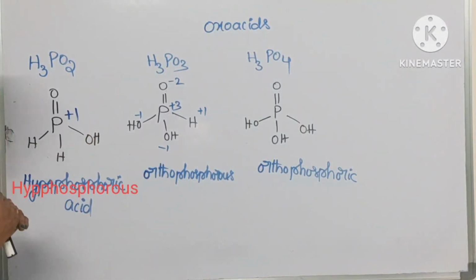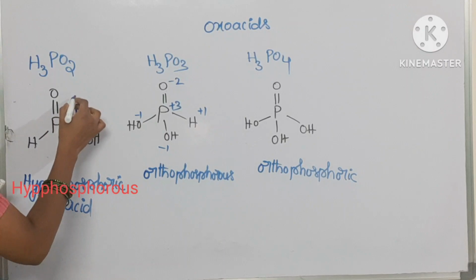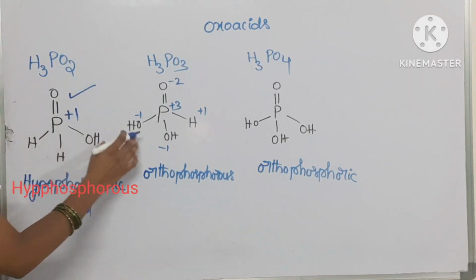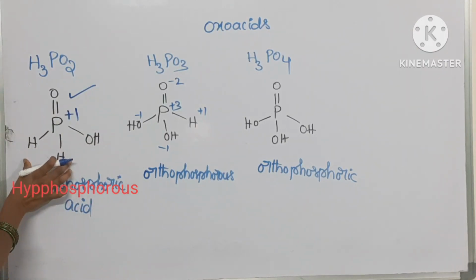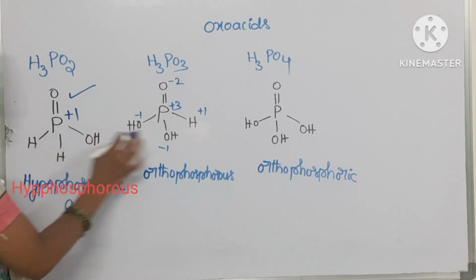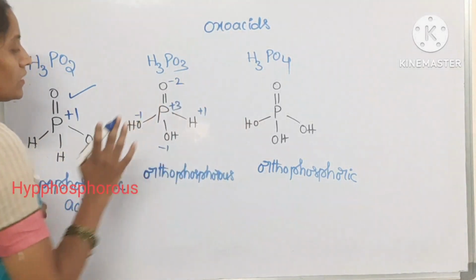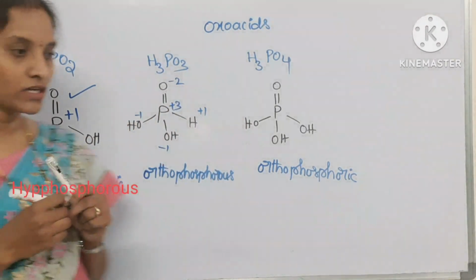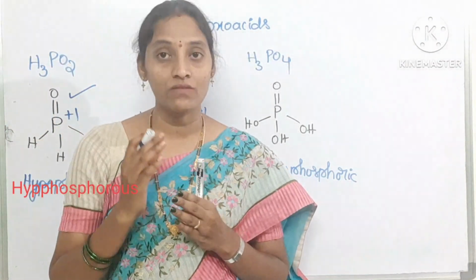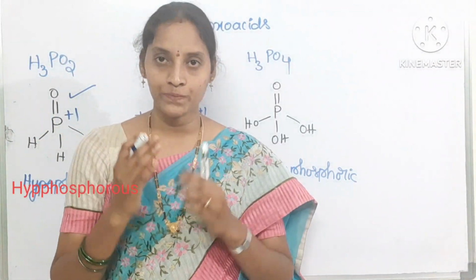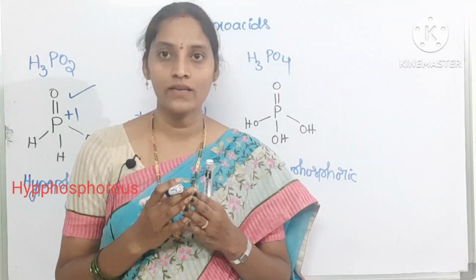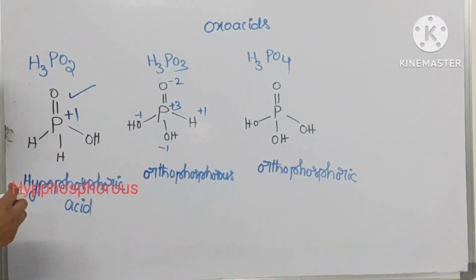And coming to the reducing nature, which one has more reducing nature? This one has more reducing nature when compared to this, because here two hydrogens are attached to the phosphorus, here only one hydrogen. That's why, if hydrogens attached to the phosphorus are more, that will have more reducing character.